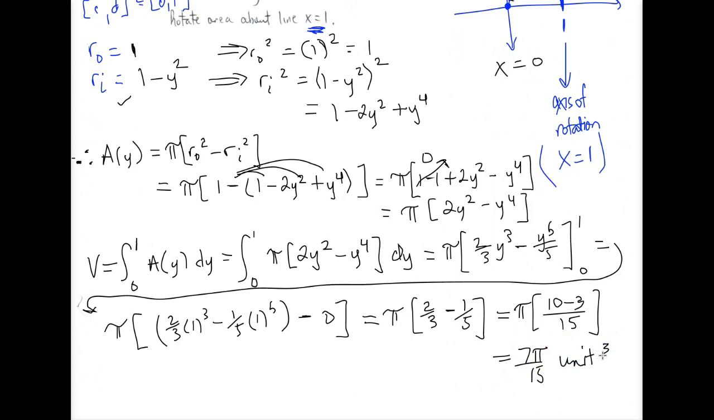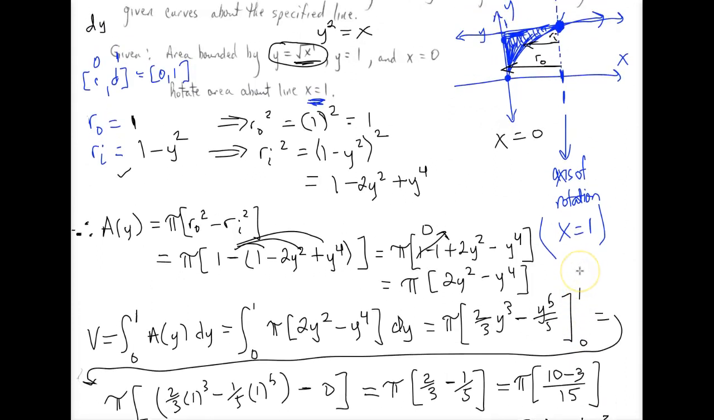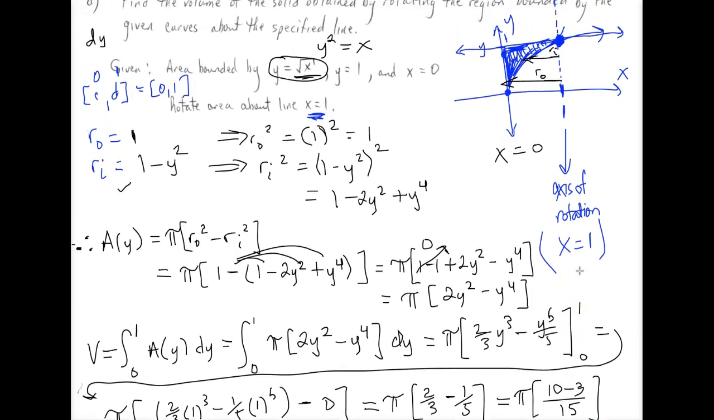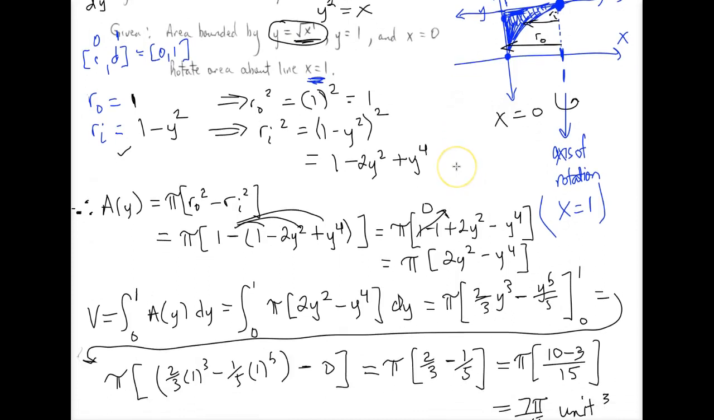So that is how we calculate the volume of the solid that's made by taking the area that we had defined above here and rotating it about this particular axis or line x equals 1. All right, so we'll go ahead and move to the next example.